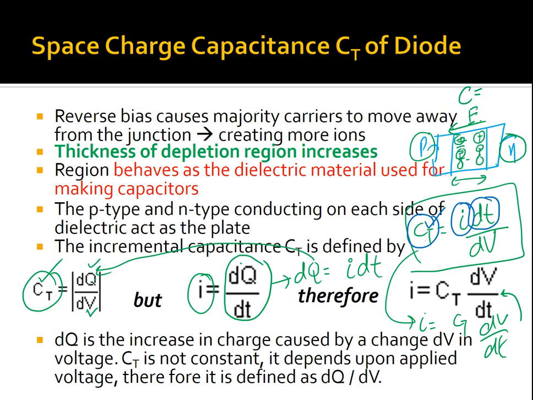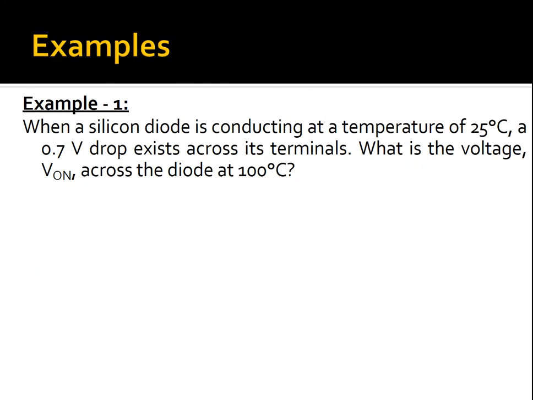Okay, so these are just some views about the internal characteristics of the PN junction. This is one example where we have a silicon diode, and if the temperature changes, then how the internal voltage will change. We will solve this in the live session.